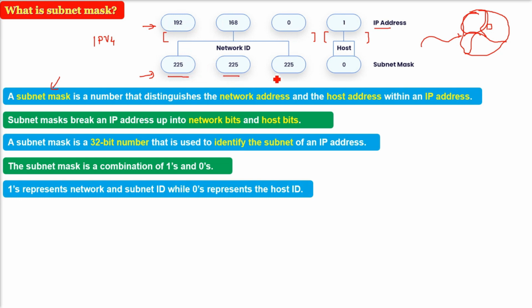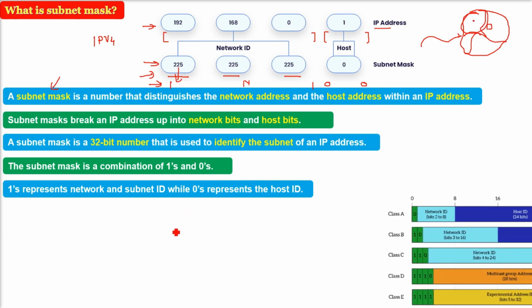All the ones, if you start from left, this is representing the network. That is the network part of the IP address. And the second part is the host. All the zeros remaining is the host ID, the actual computer, the actual computing system in that network. So this is your subnet mask.